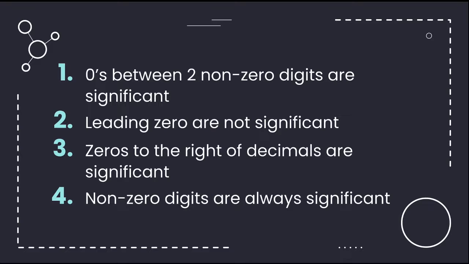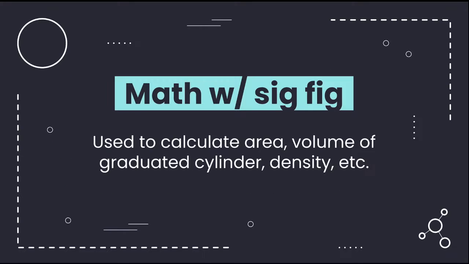Now, sig figs are used in a variety of ways, one being math, and calculating the area, the volume of a graduated cylinder, or finding the density of an object. The list goes on. It's quite simple, to be honest. It is what we know: addition, subtraction, division, multiplication, and it's all applications of significant figures within them throughout chemistry.